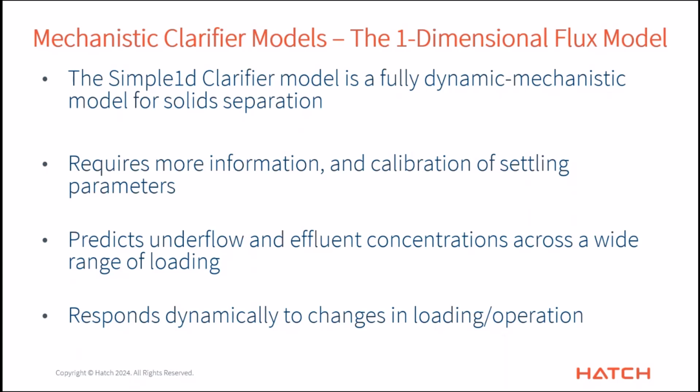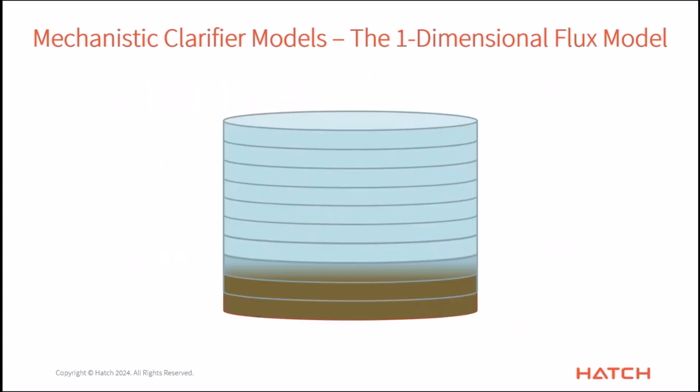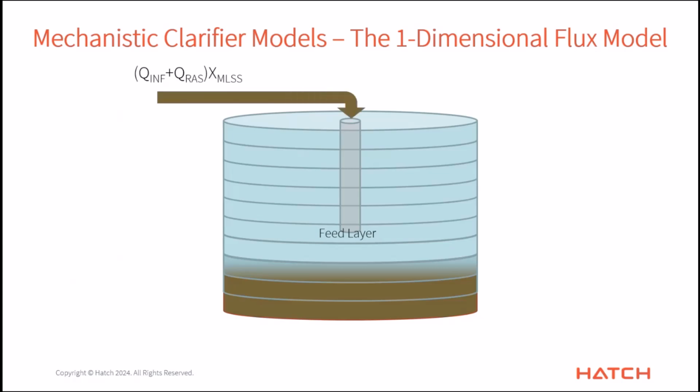That means it responds dynamically to changes in loading and operation. So you can imagine each one of those layers is kind of like its own little reactor. So we keep track of, first of all, the flow that's coming into the feed layer. Assuming some sort of center well or some way to get that flow into one of these layers, you have the opportunity to dictate which one of the layers is the feed layer.